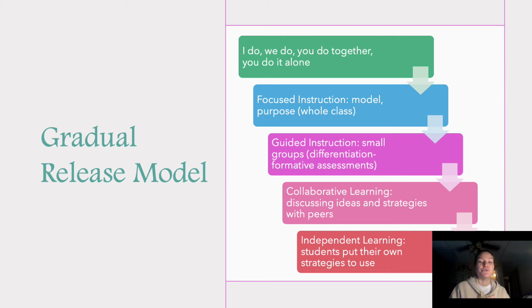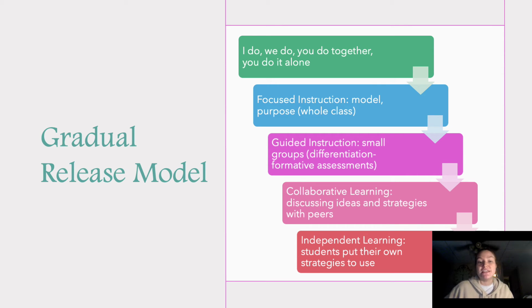And then you get to do it alone, which is their independent learning. The students are putting all these strategies together, what they learned from their teacher, what they learned from their peers, what they found worked for them, and their own strategies. They're putting all of this together to come up with how they are going to solve these problems.